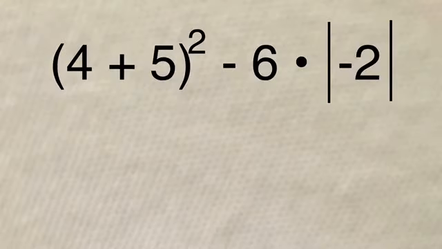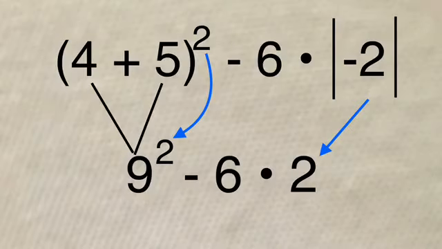Practice problem. Which step comes first? Look for grouping symbols. We have two different sets of grouping symbols, parentheses and absolute value. Begin with whichever one you want first. 4 plus 5 equals 9. Bring down the square with the 9. And you can also do the absolute value of negative 2, which is positive 2. Now that all grouping symbols are taken care of, what's next?